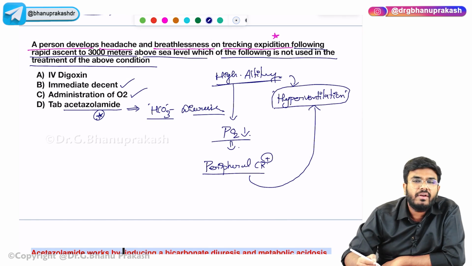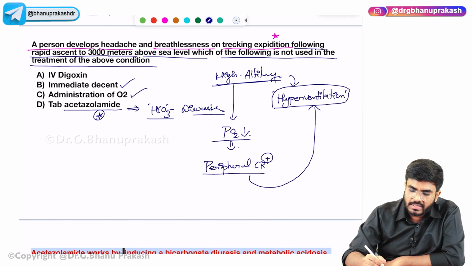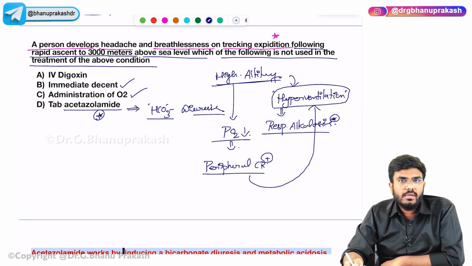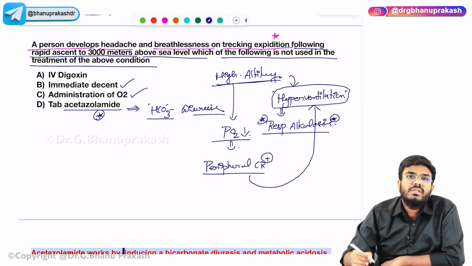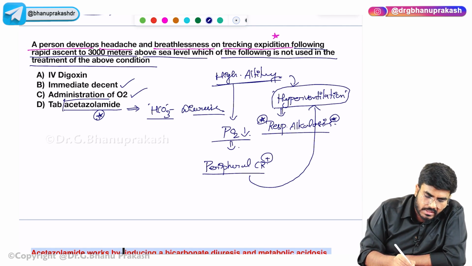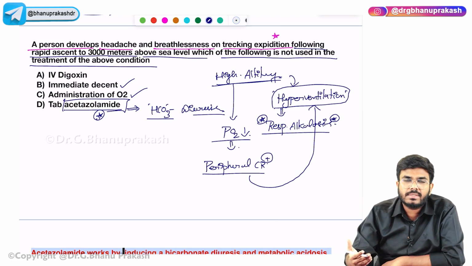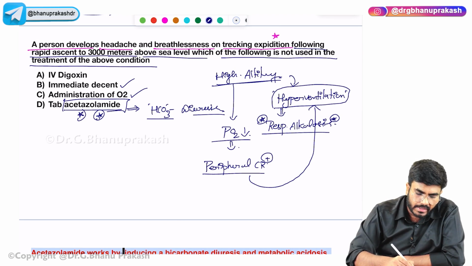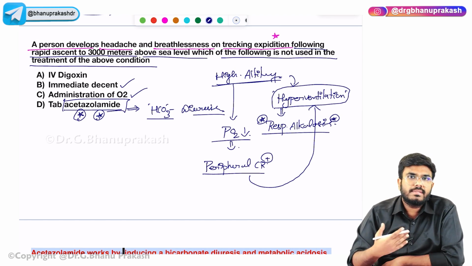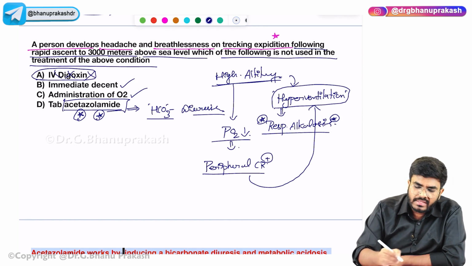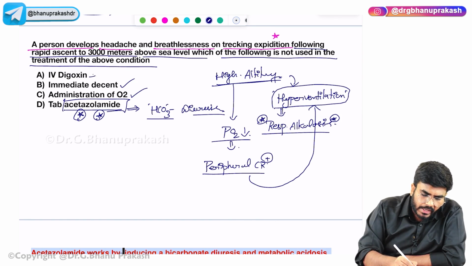So whenever you do hyperventilation, the person will develop respiratory alkalosis. Okay, respiratory alkalosis. So already the patient is having alkalosis. So to control this alkalosis, acetazolamide will be given, and actually acetazolamide helps in the acclimatization process. So acetazolamide is given in acute mountain sickness. Okay, but not the IV digoxin. See, IV digoxin, what exactly is it? See, digoxin is a cardiac inotrope.